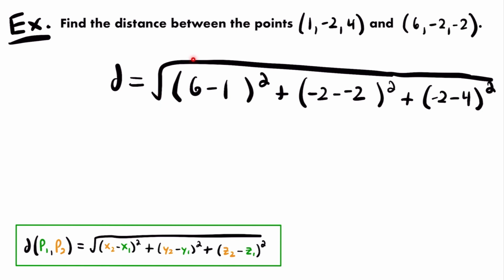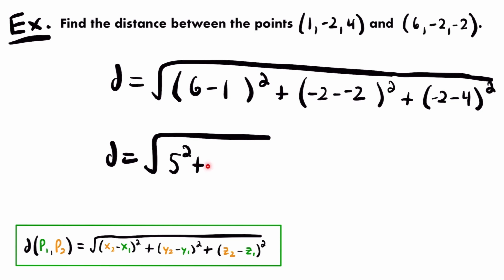All right, so we're taking the square root of the difference of the x coordinate squared plus the difference in the y coordinate squared, and then we're adding the difference in the z coordinates squared. Okay, so all we have to do now is simplify. 6 minus 1 is 5, so the distance is equal to the square root of 5 squared plus -2 minus -2 is the same as -2 plus 2, right?